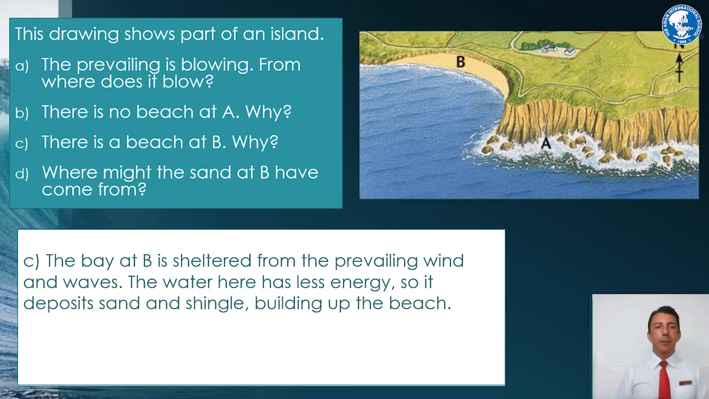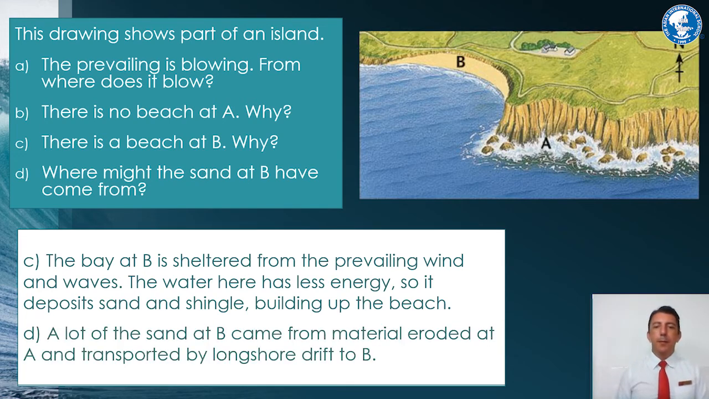And finally, D. Where might the sand at B have come from? Well, the sand at B may have come from the material eroded at A and transported by longshore drift up the coast and deposited in the bay at B.